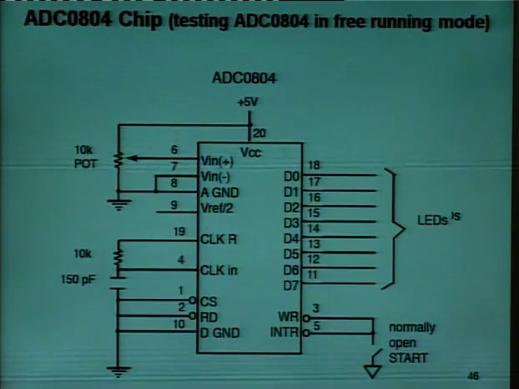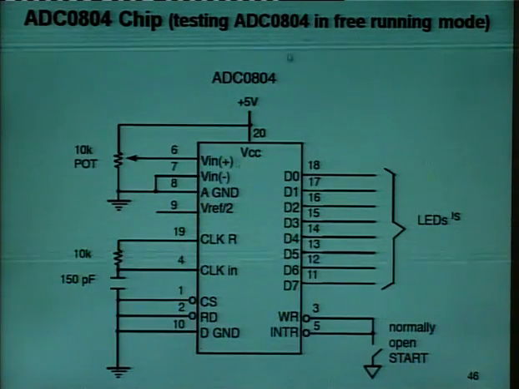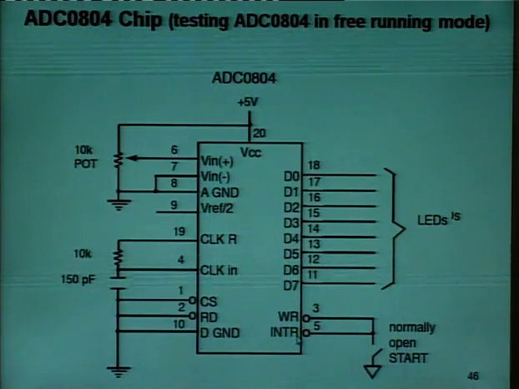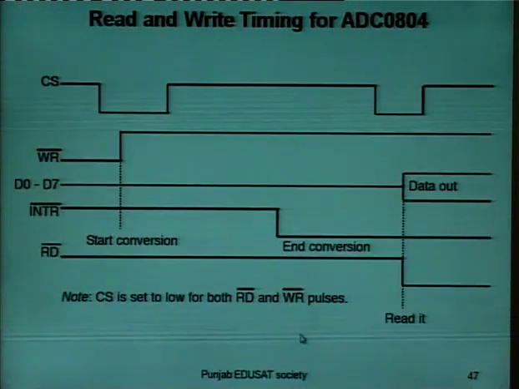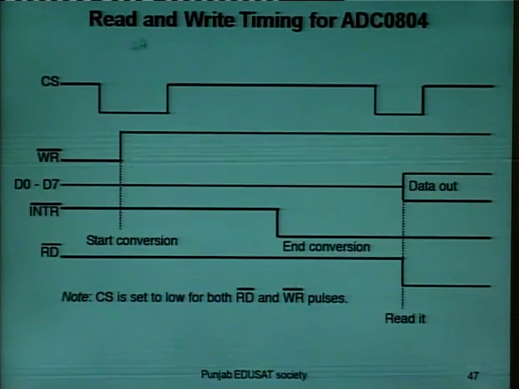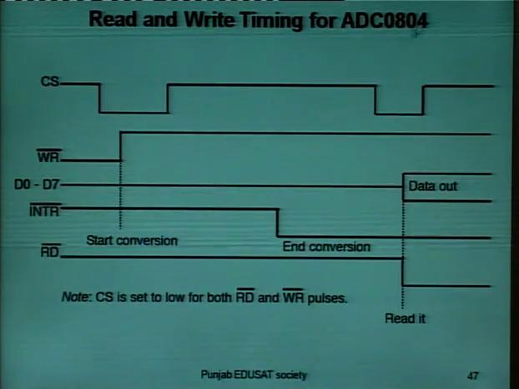Interrupt is an output pin and is active low. It is normally high, and when the conversion is complete it goes low. This is the read and write timing diagram for the ADC 0804.